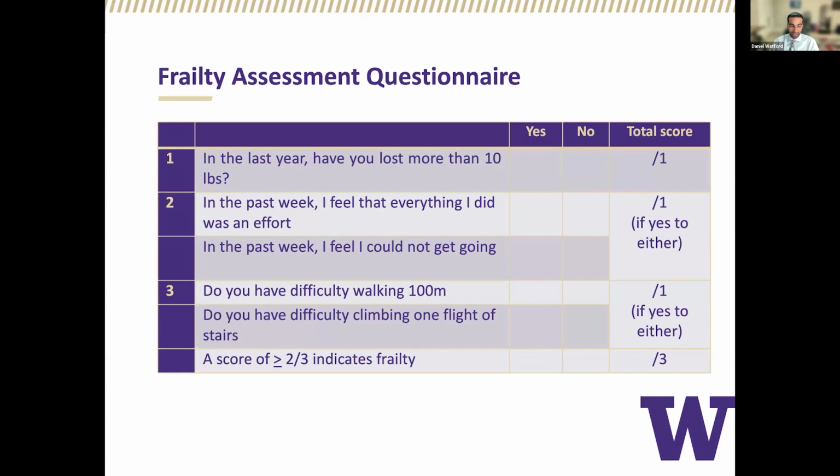And then lastly, assessing physical activity. We ask, do you have difficulty walking more than 100 meters or 300 feet? Do you have difficulty climbing 1 flight of stairs? And again, if the answer is yes to either of those two components, that would also get a score of 1. And then we consider a score greater than or equal to 2, indicating self-reported frailty in these patients.